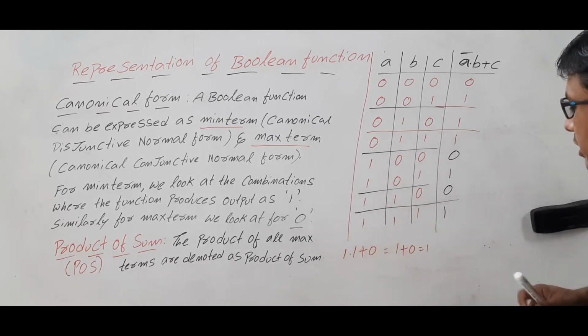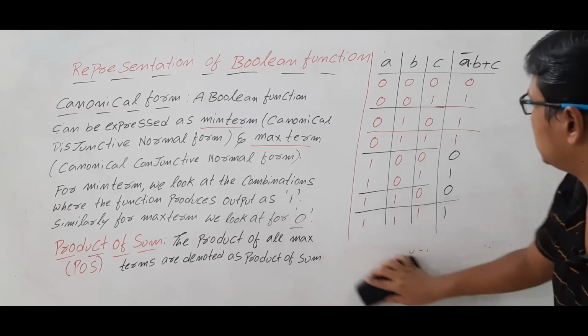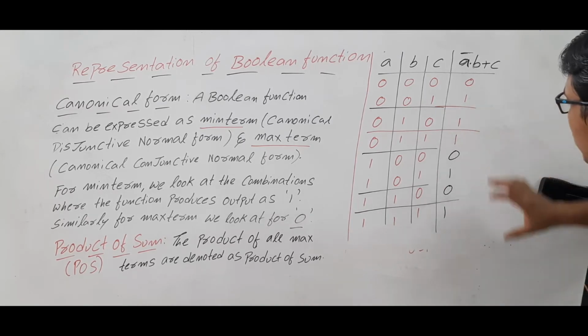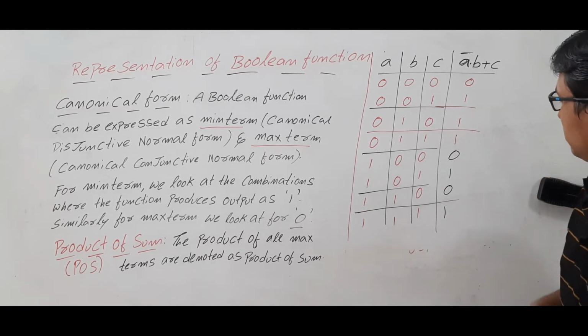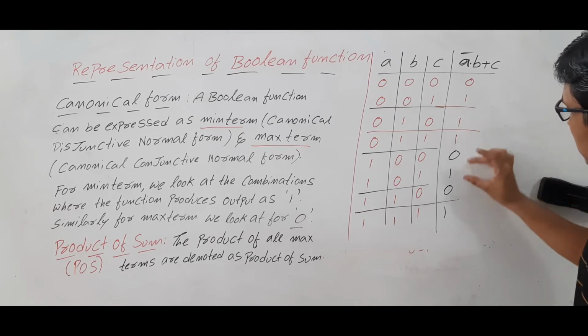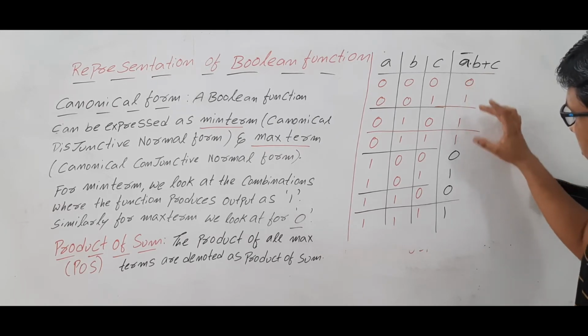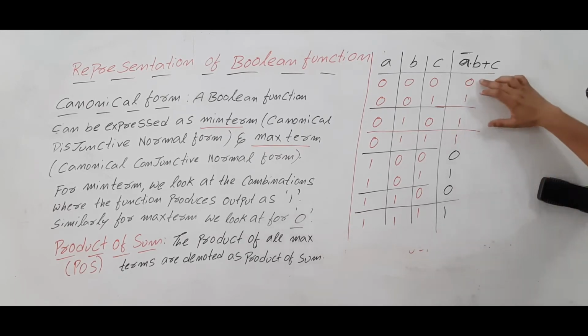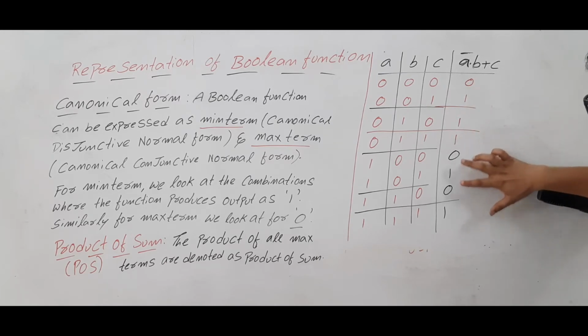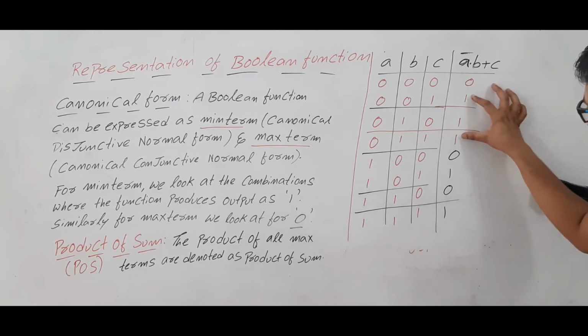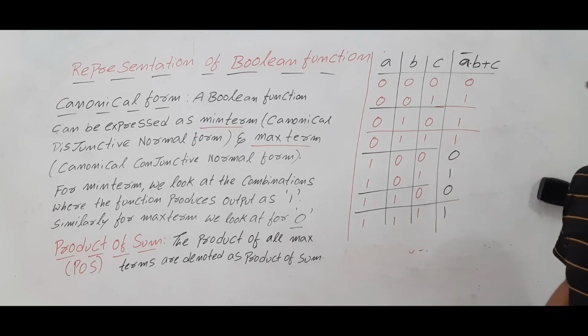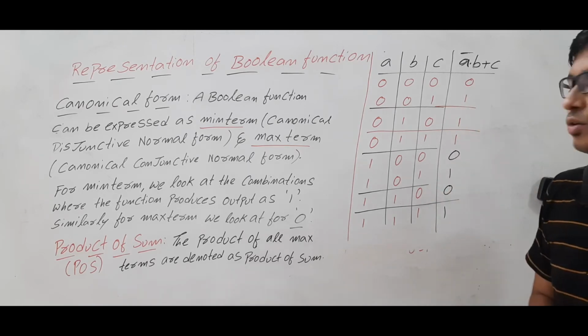So totally how many ones did you get for this function? Totally you got 4 ones, 3, 4, and how many zeros? Somewhere we missed it. 1, 2, 3, 4, 5, 6, 7, 8. Okay. So totally 5 ones we got and 3 zeros we got as an output.